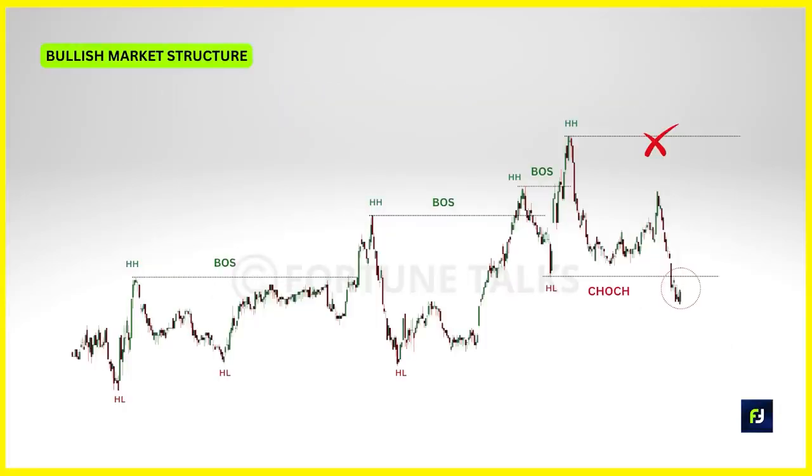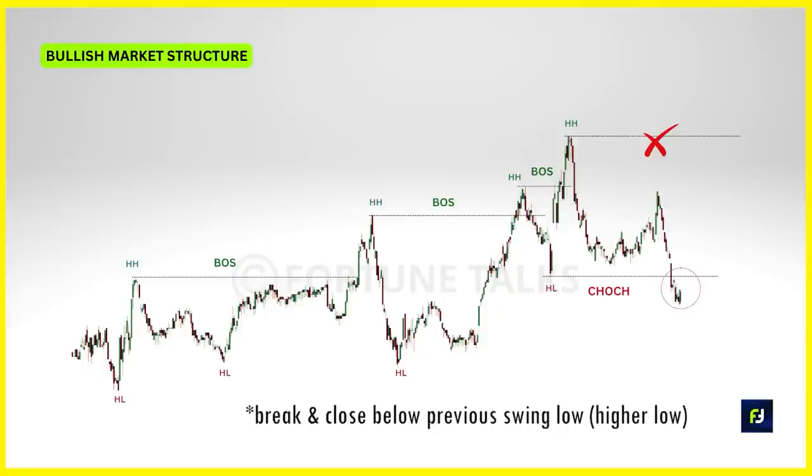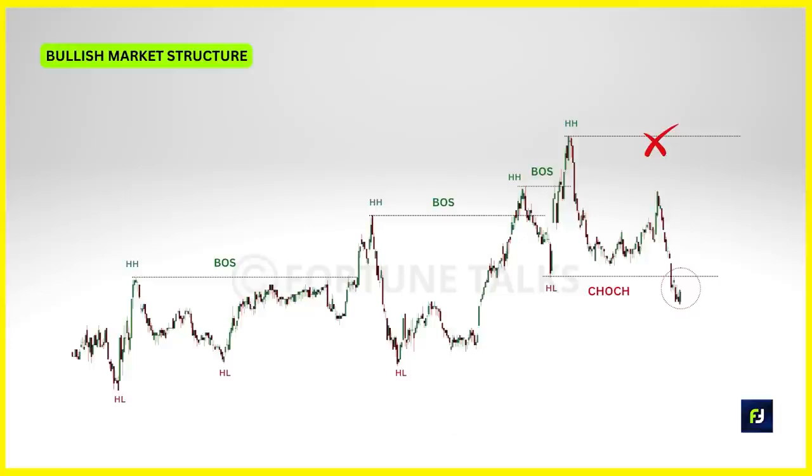To briefly summarize things, a bullish market structure will have higher swing highs and higher swing lows. A higher high is confirmed only after a valid pullback, and a higher swing low is confirmed only after a valid break of structure. And a change of character happens when the price breaks and closes below the previous swing high or higher high, thereby shifting the market sentiment towards bearishness.